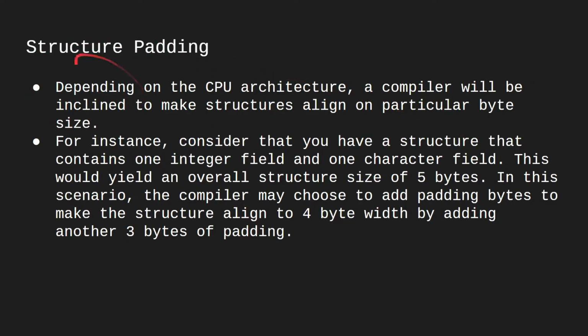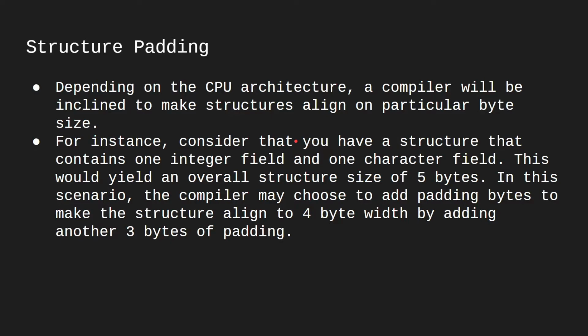There's also something called structure padding. Depending on the CPU architecture, a compiler will be able to make a decision as to whether or not they need to align a structure on a particular byte size. This is just due to the fact that particular CPUs work better when the structures are aligned to a particular byte length. That may be a little confusing. Don't worry about that too much, but I just wanted to keep you aware of what can occur.